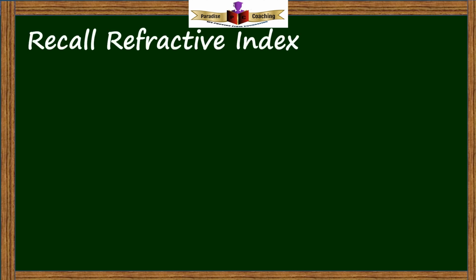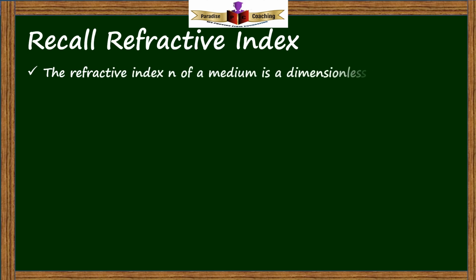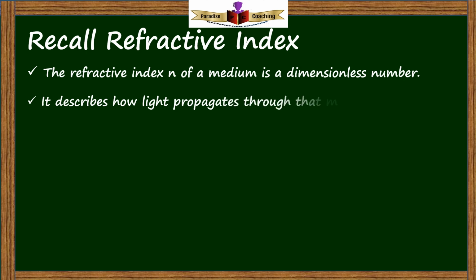Let's recall concepts learnt in this chapter of light. Let's start with refractive index. The refractive index n of a medium is a dimensionless number. It describes how light propagates through that medium.